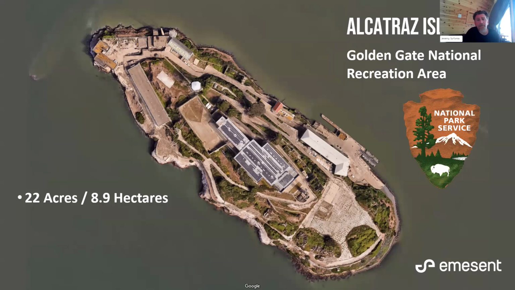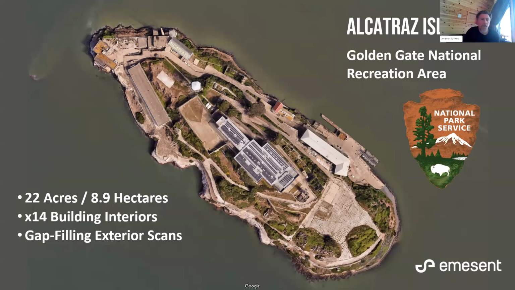In 1972, it became part of the National Park Service and a part of the Golden Gate National Recreational Area. The site is 22 acres in size, about almost 9 hectares. I was tasked with scanning 14 building interiors. So not just the famous cell house, but all of the infrastructure that's on the island, including the power station, the morgue, and other types of places like that. We also walked around the exteriors to a certain extent to try to gap fill.